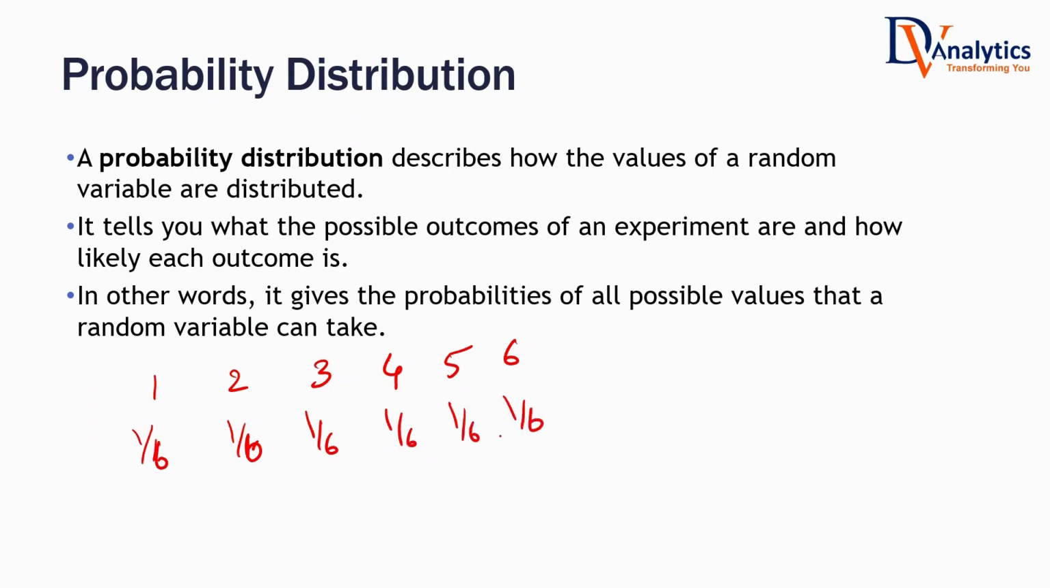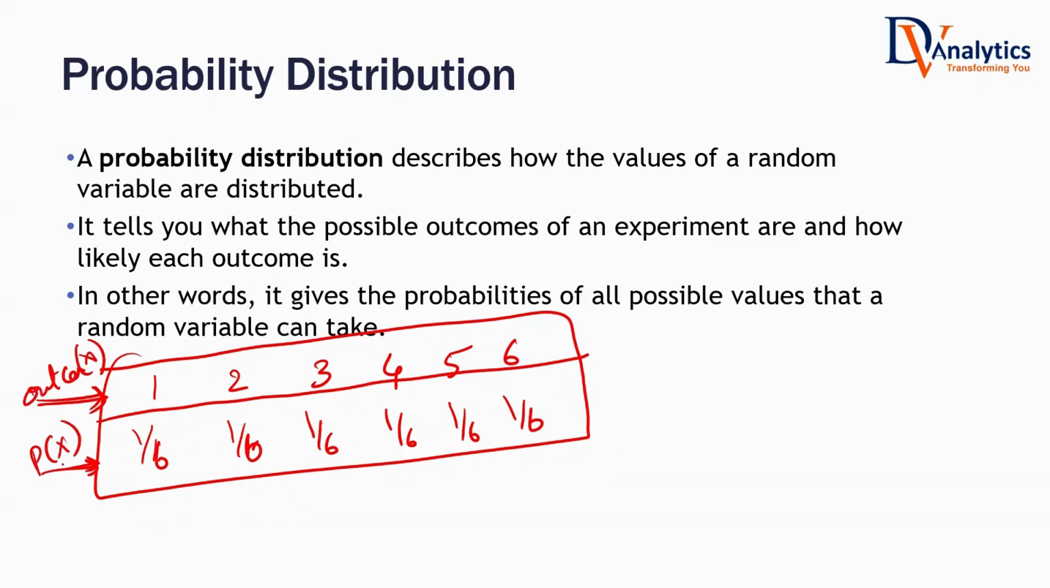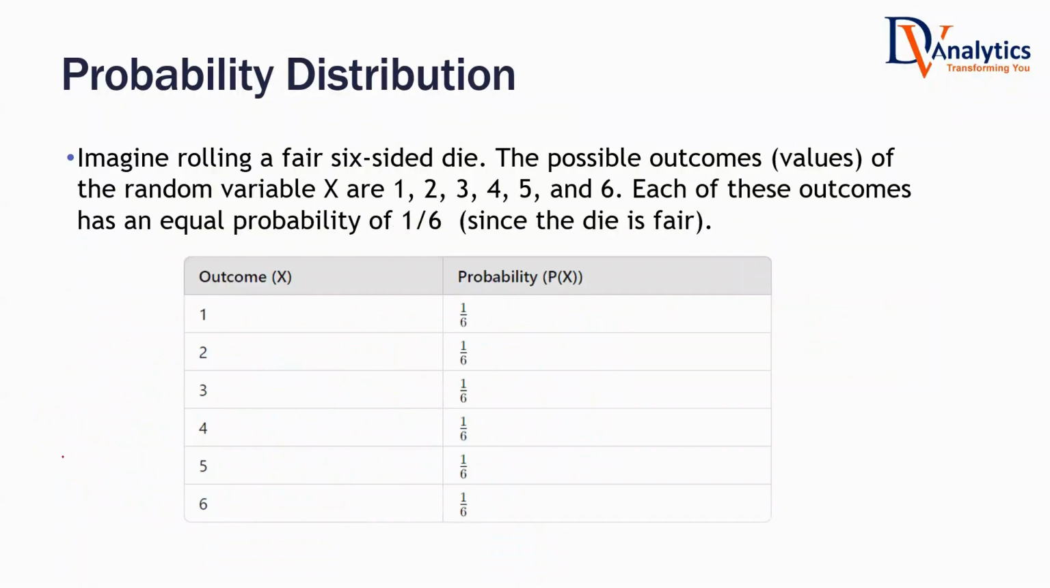Now this is probability distribution. Probability distribution of a random variable will have two values in it. One is the value of the random variable, and the other is the probability of occurrence. This is the outcome, which is denoted by x. This is the probability of that outcome, probability of x.